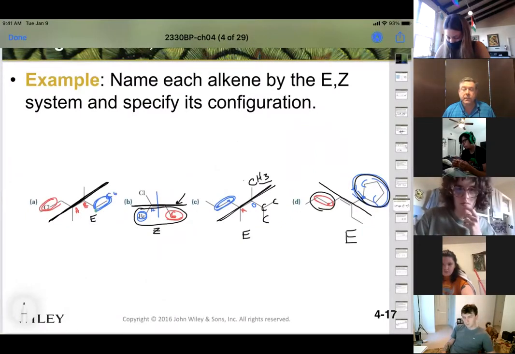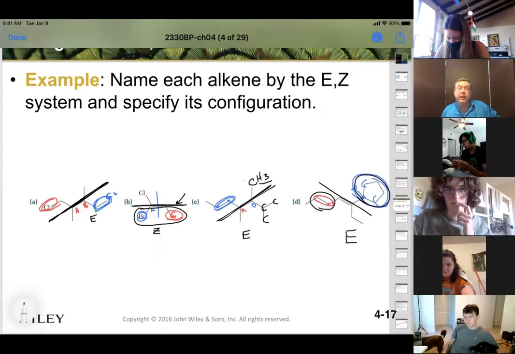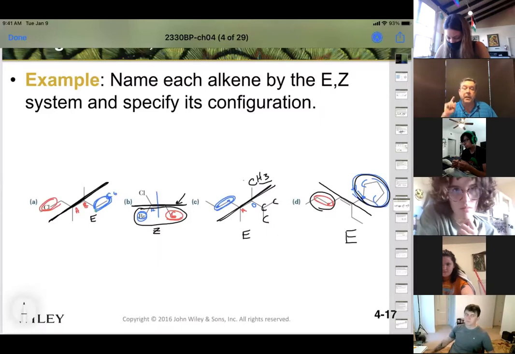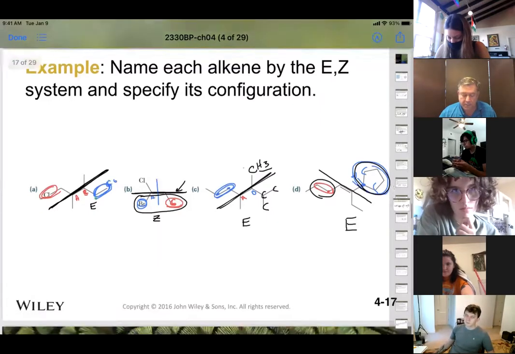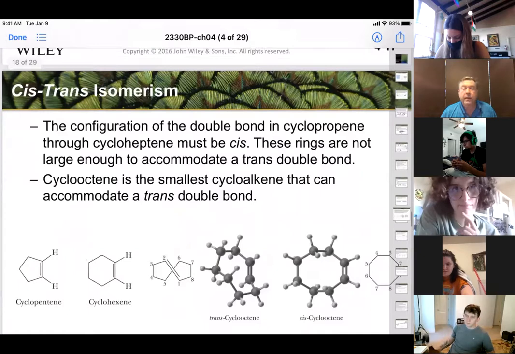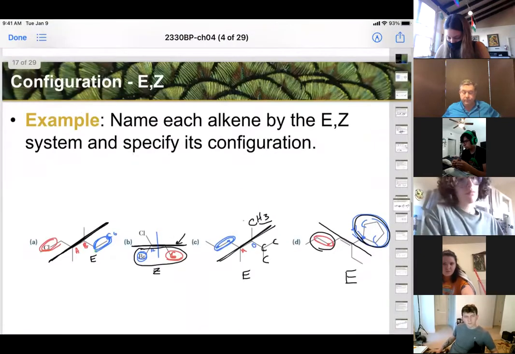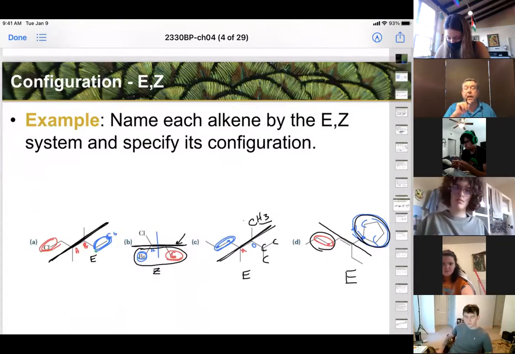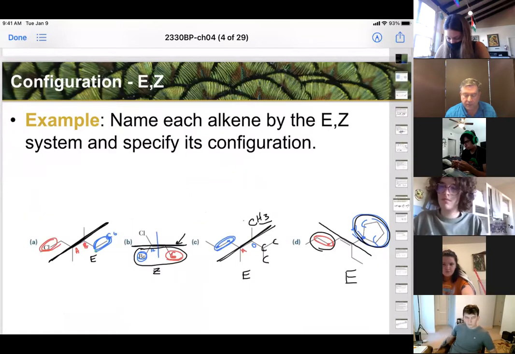Okay, so E is kind of like trans, but it's more than 2 substituents. Z is kind of like cis, but more than 2 substituents. And don't forget, it's atomic number, not atomic mass. Okay. A question. Yes. How do you determine the axis? Okay. When you draw the axis, draw a line through both carbons of the double bond. Okay, thank you.